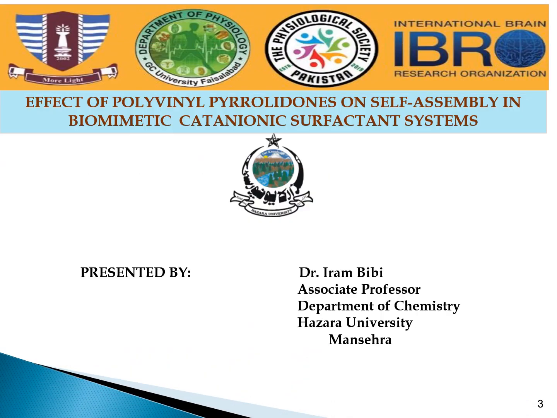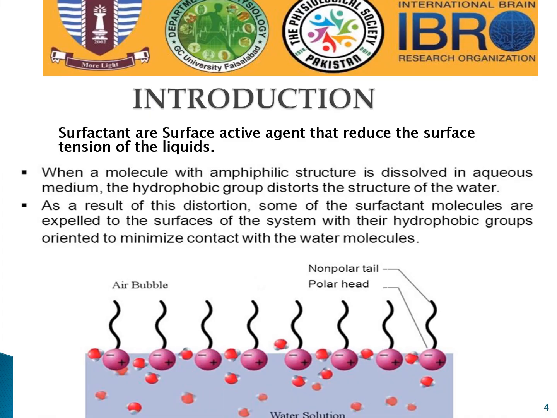Effect of polyvinyl pyrrolidone on self-assembly in biomimetic cationic mixtures. Introduction: What are surfactants? Actually, surfactants are surface active agents. They reduce the surface tension.